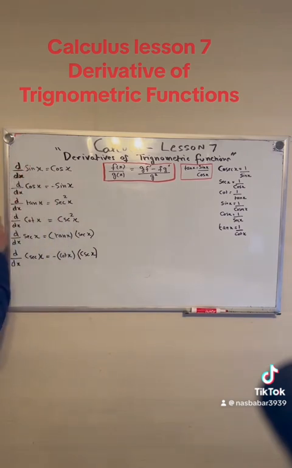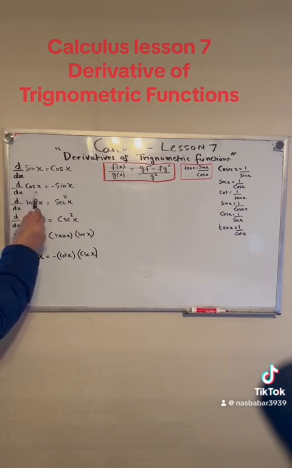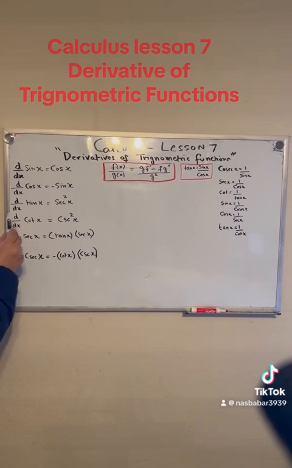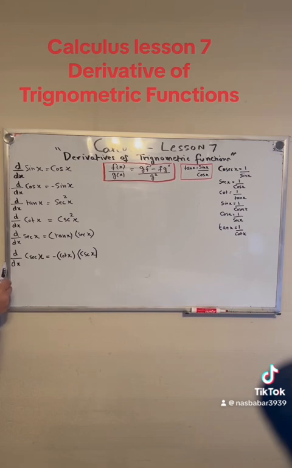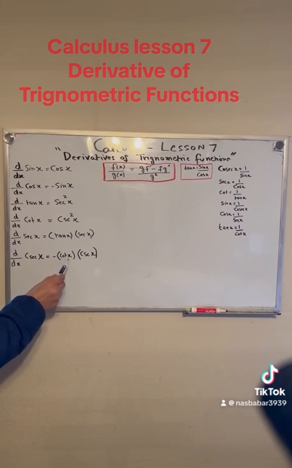Derivative of sine of x is cosine of x. Derivative of cosine x is minus sine of x. Derivative of tan of x is secant square x. Derivative of cotangent x is cosecant square x. Derivative of secant x is equal to tan x multiplied by secant x. And derivative of cosecant x is minus cotangent of x times cosecant of x.